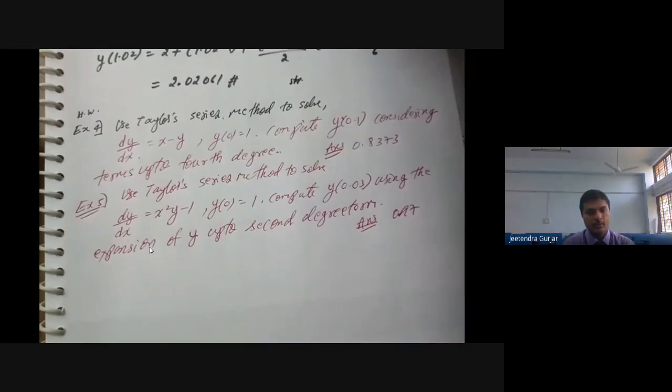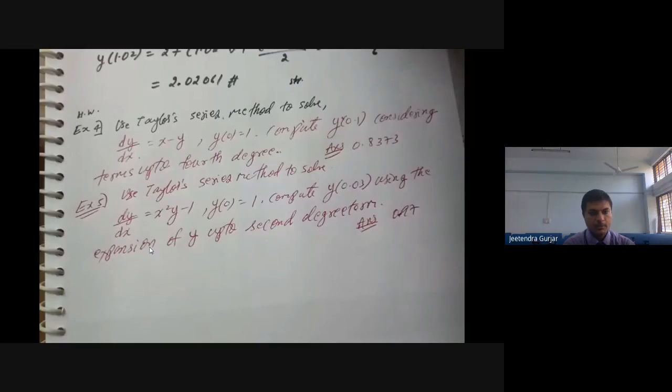Today's homework, today one day I'm going to give, you have to submit by tomorrow. Every student, write down the question, example 4 and example 5. Use Taylor series method to solve dy by dx is equal to x minus y, y of 0 is equal to 1. Compute y of 0.1 considering the terms up to 4th degree. Answer also I have given. So everyone please write down this.